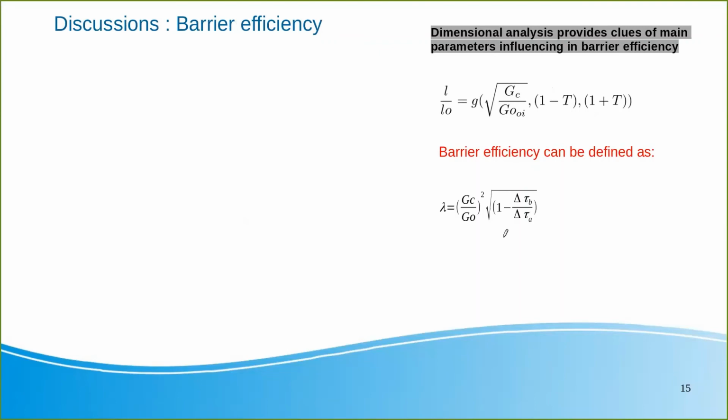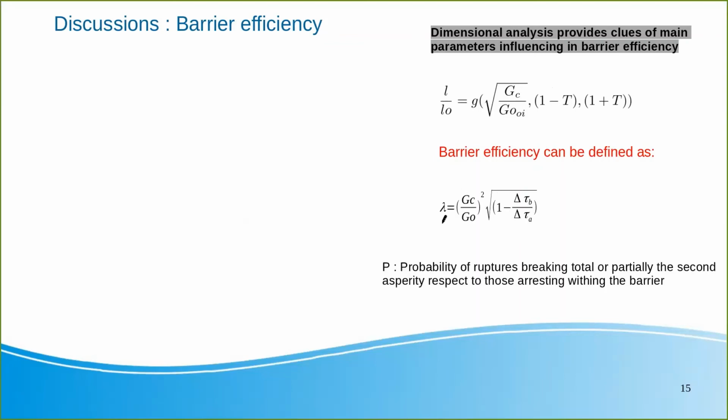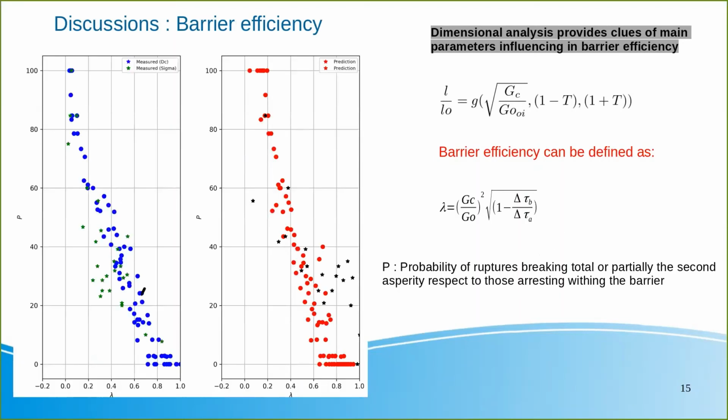So having these parameters, we define the lambda barrier efficiency parameter that depends mainly on fracture energy and the static energy release rate of the rupture, to the square, times the square root of 1 minus the ratio of the stress drop of the barrier over the stress drop on the asperity. When we cross this lambda parameter with the probability of the rupture breaking, totally or partially, the second asperity with respect to those resting within the barrier, we have this relation: in blue points, the simulations varying Dc, the critical distance, and in green, the simulations varying normal stress.